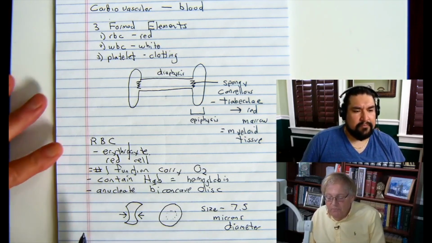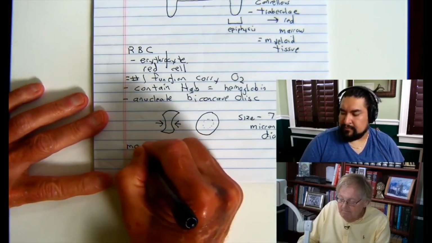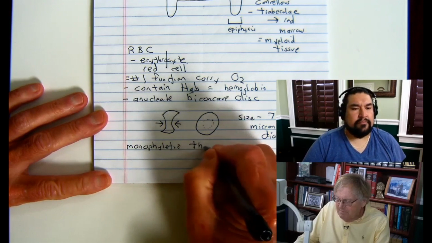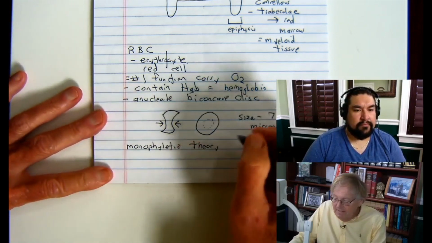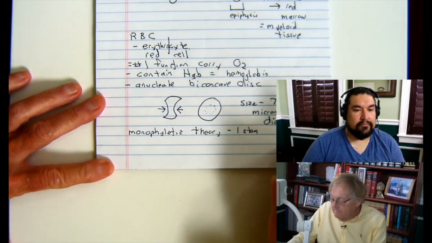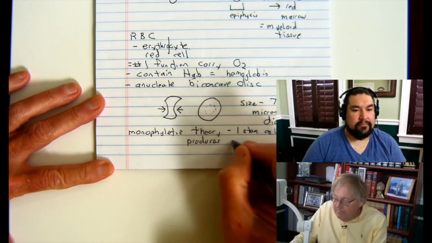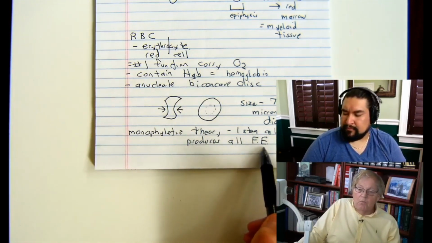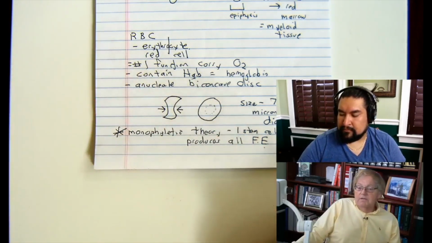So there's two terms before we move on from that, and that's something called the monophyletic theory. And even though this is something that's been talked about for years, they still use the word theory. Monophyletic theory means that one stem cell produces all the formed elements. So one stem cell produces red blood cells, white blood cells, and platelets. That's the one that's accepted as to how blood is formed.